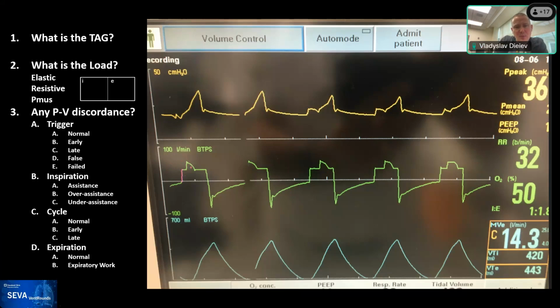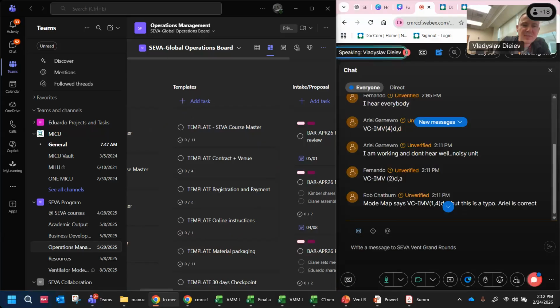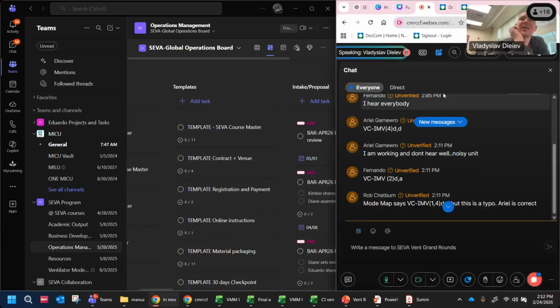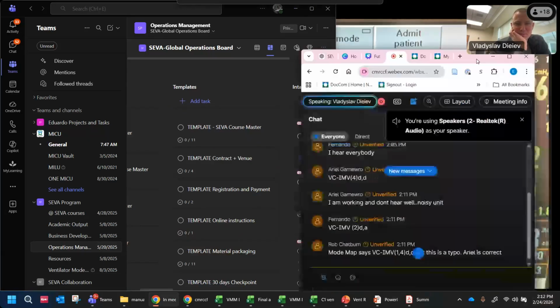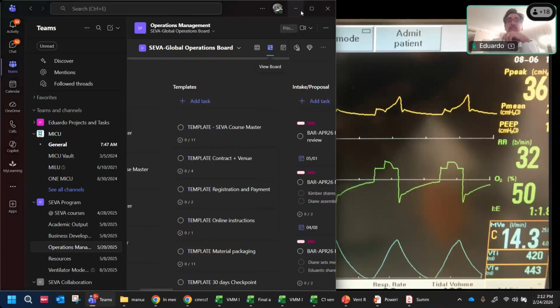Now we're paying attention to the flow waveform that appears constant, but there is something in the middle of that flow waveform that interrupts it, and then the flow continues after that. Eduardo, I think we lost the flow waveform for a second. Yeah, sorry. I just had a moment of peace.